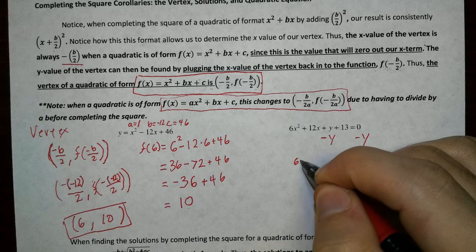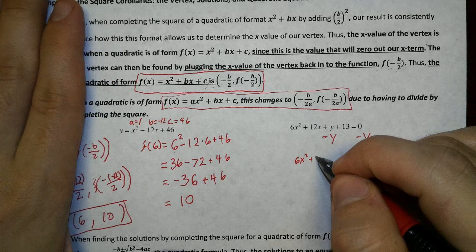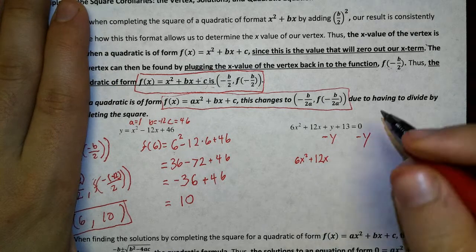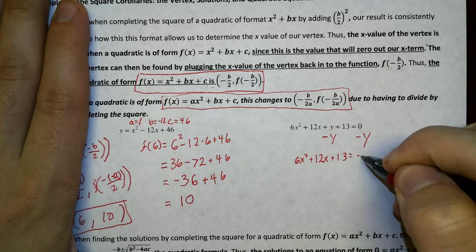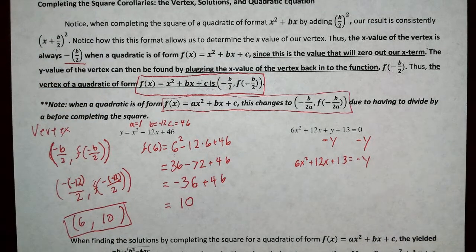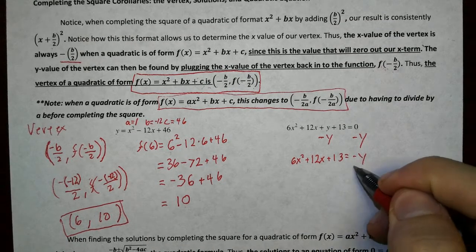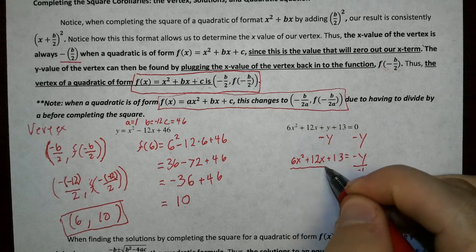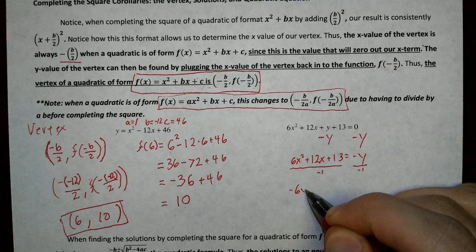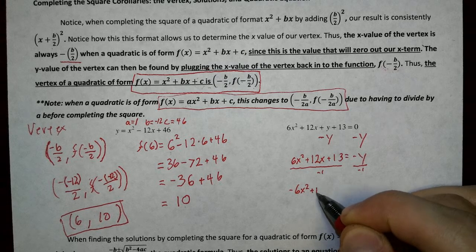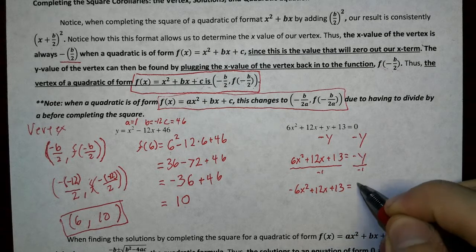Then I'm going to have 6x squared plus 13 equals negative y. Okay? And then, we do have y on its own, but let's get rid of this negative by dividing by negative 1. Remember, that's going to divide everything, so we'll have negative 6x squared plus 12x plus 13 equals y.